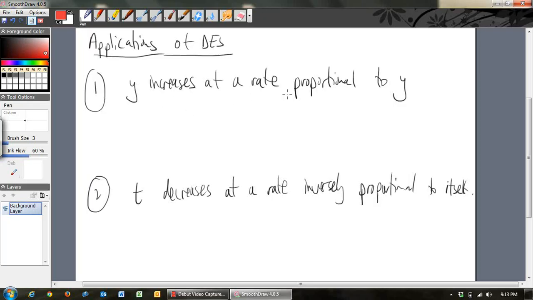So y increases at a rate. Okay, so the rate that y is increasing by is dy by, we don't know what the other variable is, but let's say it's dy by dx. So the rate at which y is increasing is dy dx, the derivative of y. Okay, and that's proportional to y. And so the symbol for proportional is that the rate at which y is increasing is proportional to the value of y itself. And what this implies is that dy by dx equals some constant times y.